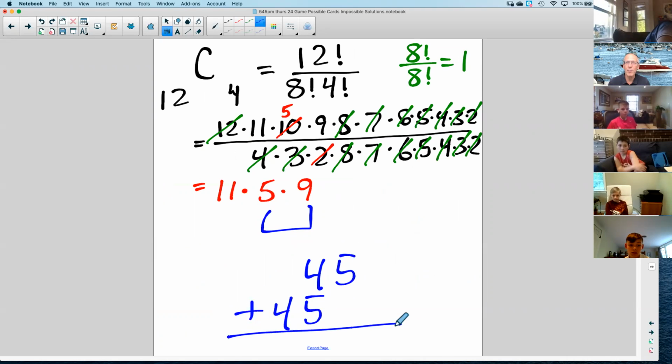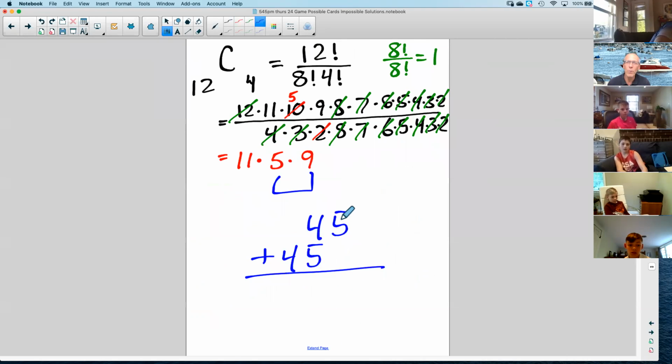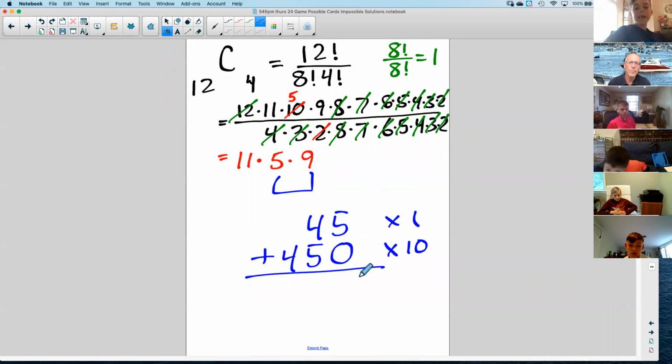And I add them. But who can tell me, did I do this in a funny way? No, you put a 0 under the top 5. So isn't this really 10 45s and this is 1 45? Yeah. Which is how many 45s? 11. And there we go, guys. There are 495 possible cards in this game.